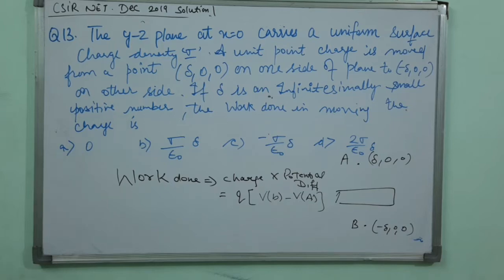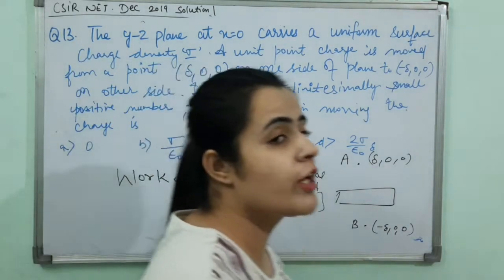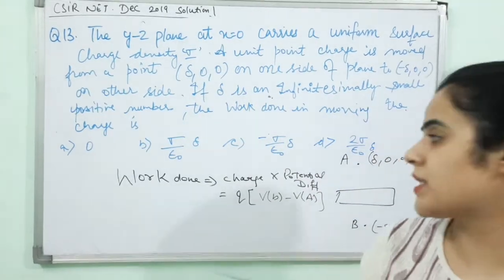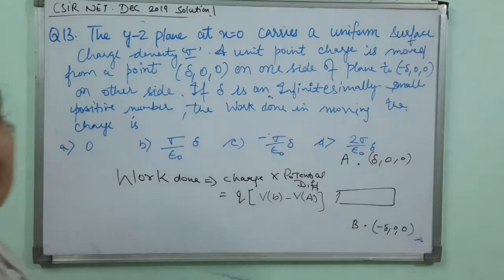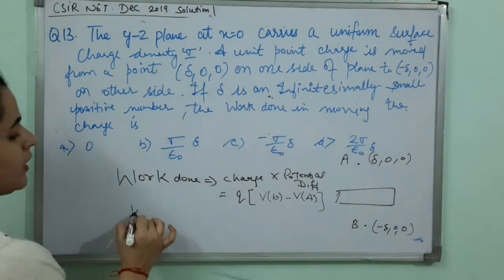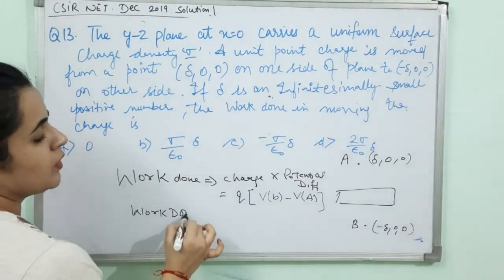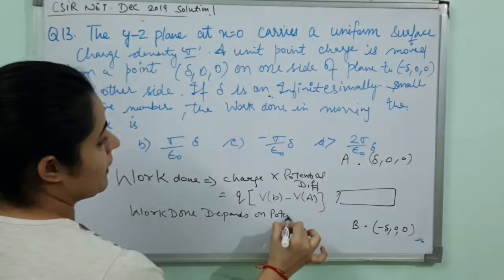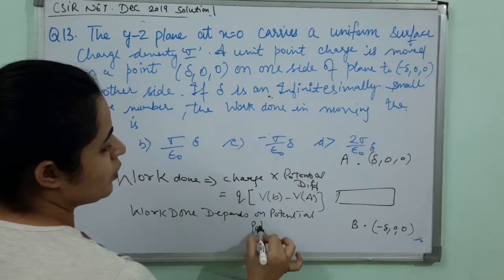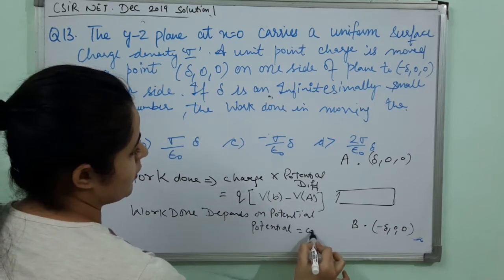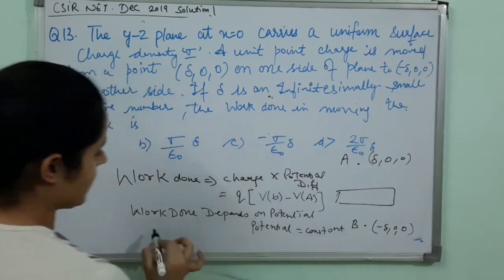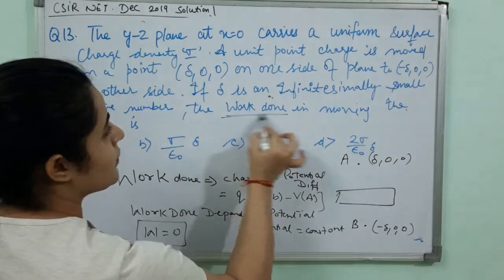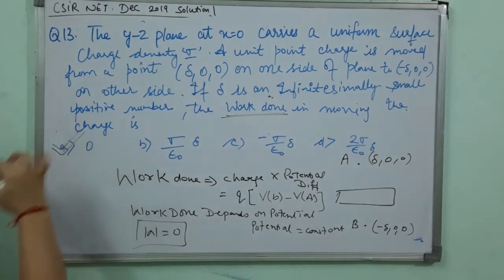So, since work done depends upon potential, and here potential is equal to constant. If potential is constant, then VB minus VA equals 0. Work done depends on potential, but in this case potential is constant. If potential is constant, then work done will be 0. And what is the question's demand? Work done, and the option here is A, 0.